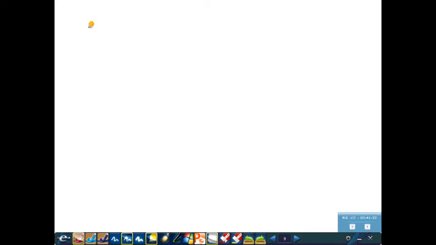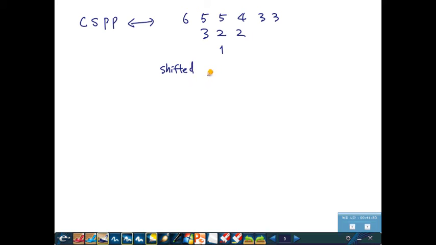So a cyclically symmetric plane partition can be identified with a sequence like this. So it's a shifted, strict plane partition. Here we must have weakly decreasing each row, but strictly decreasing each column. That's what this strict means.